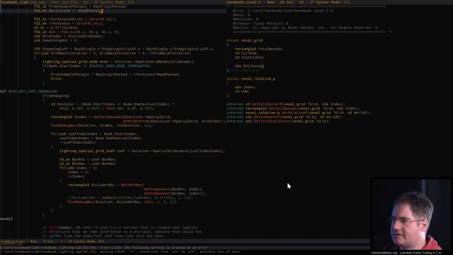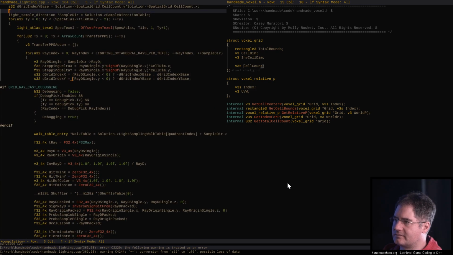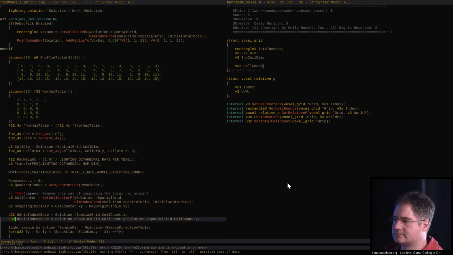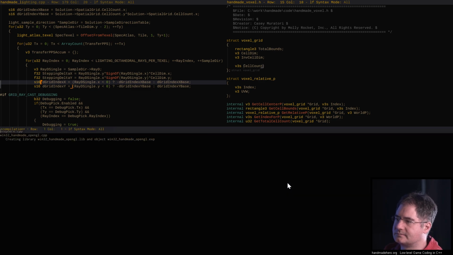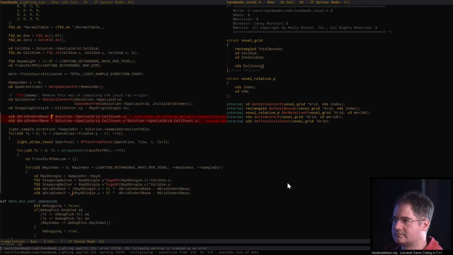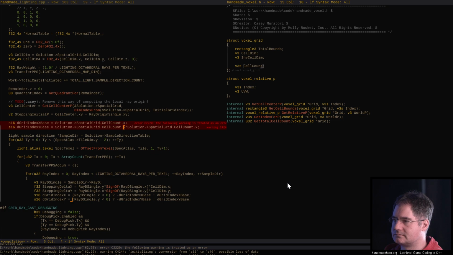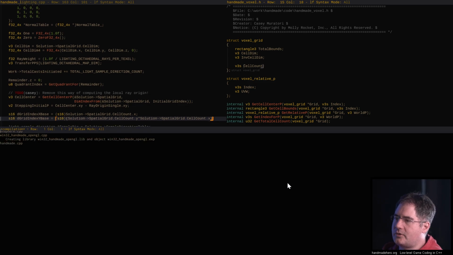Is grid index an S16? Yeah, it is. Okay. Fine. I don't care. They can be S16 if you want. We'll probably change that eventually, but so, okay.